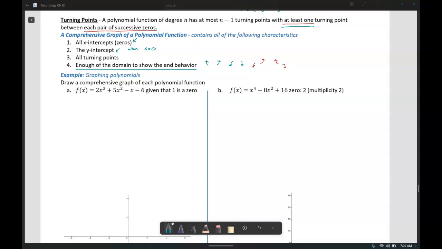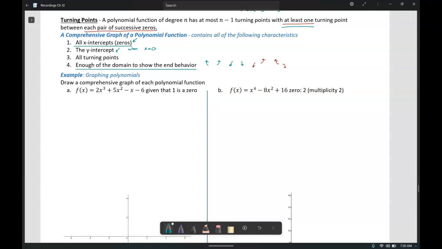Let's finish off this section now by taking some time to look at how to draw a comprehensive graph of a polynomial function. Now, a comprehensive graph has to have all the following features. We've talked about these briefly before. We have to identify all the x-intercepts, all the zeros. And we do that with our synthetic division, our factoring, our rational zeros theorem in order to completely factorize and get all the zeros or solutions for the polynomial for our x-intercepts.